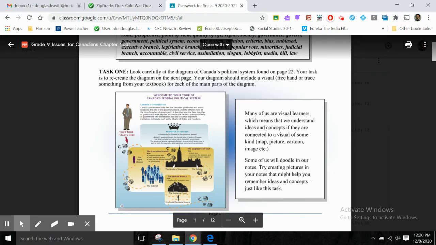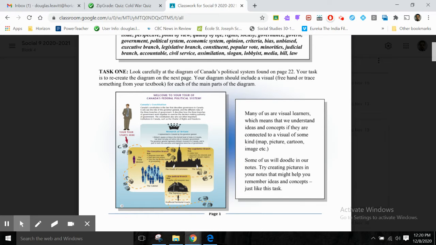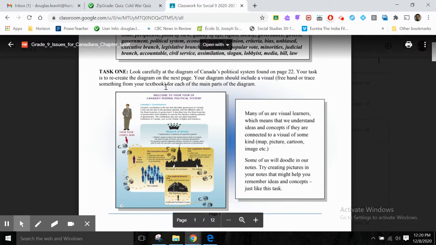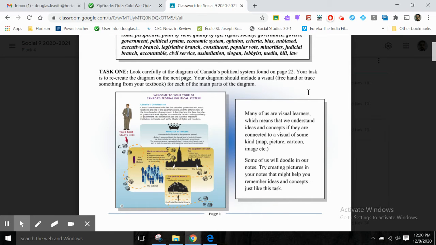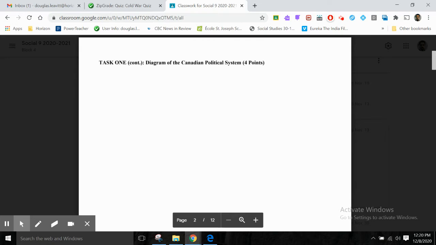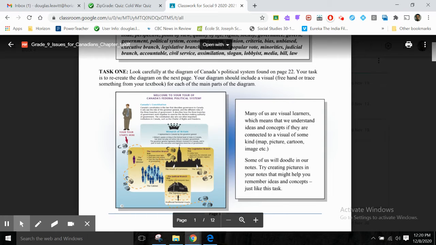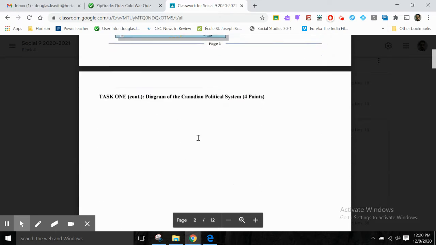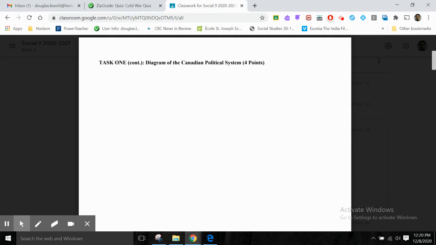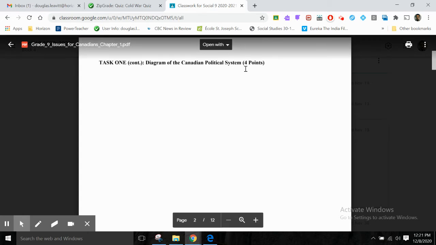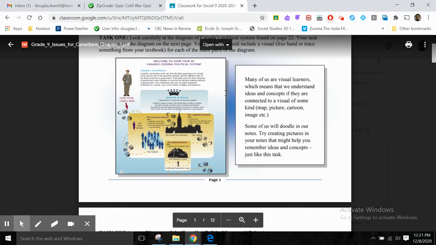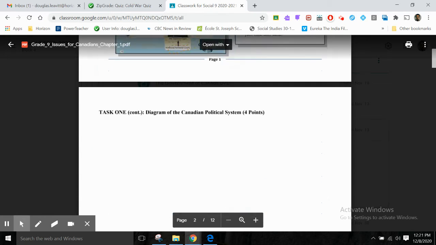Your task is to recreate the diagram on the next page. Your diagram should include a visual, freehand, or trace something from your textbook for each of the main parts of the diagram. All right, so basically this is a make work type of project where you could actually take what you see on page 22 of your textbook, but you could also look at some other sources. The DVD that we watched a few weeks ago could be a place in which you just copied down the Canadian political structure. All right, and as you can see, it's worth 4 points. It should be a combination of graphics and words, etc.